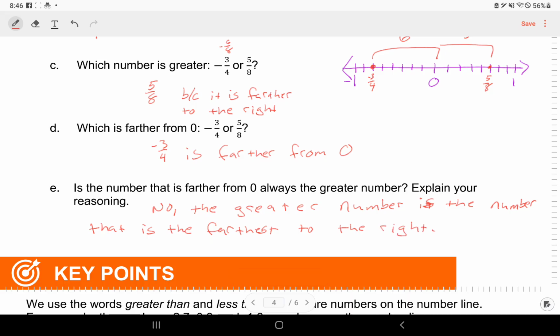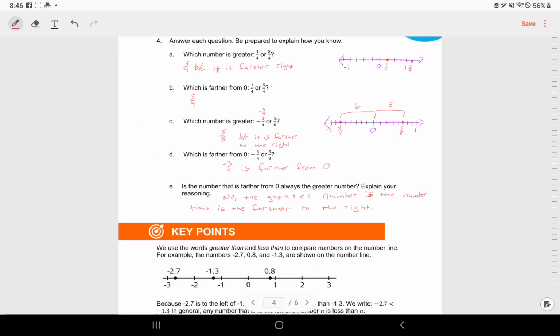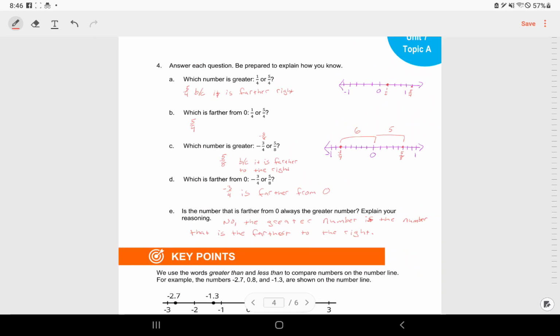Alright, and so that's it for this lesson. Your assignment is on EdSite. It's lesson 3 practice problems. Whatever you don't finish of that is your homework.